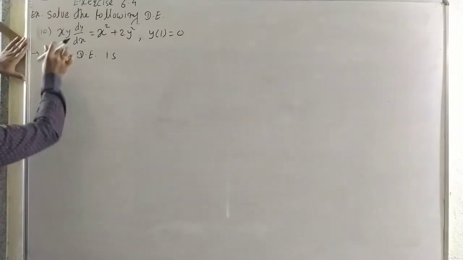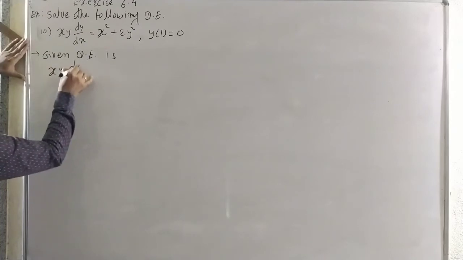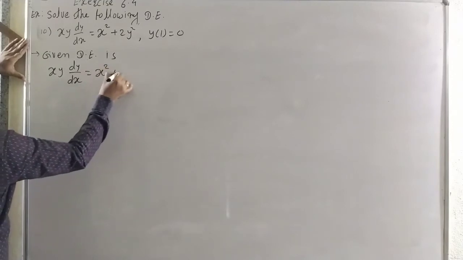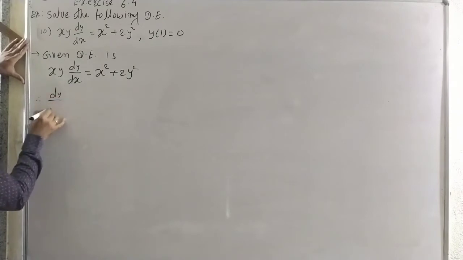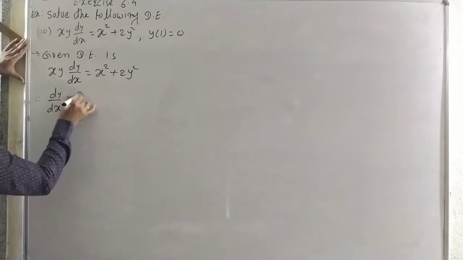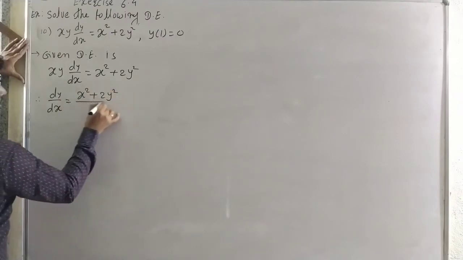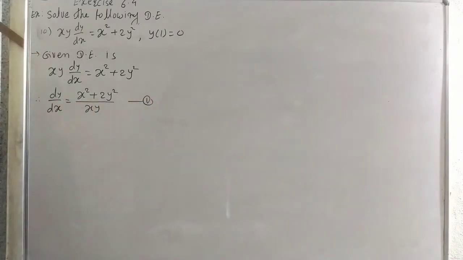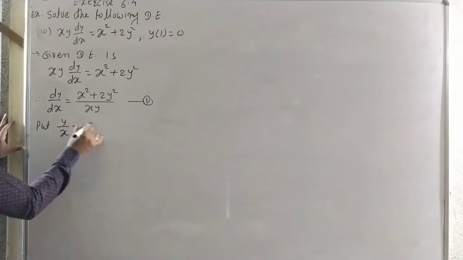Now again it is in the homogeneous form. Given differential equation, xy dy by dx is equal to x square plus 2y square. Therefore we can write dy by dx is equal to x square plus 2y square upon xy. It is a differential equation in homogeneous form. Okay, here homogeneous differential equation. Put y by x is equal to phi.